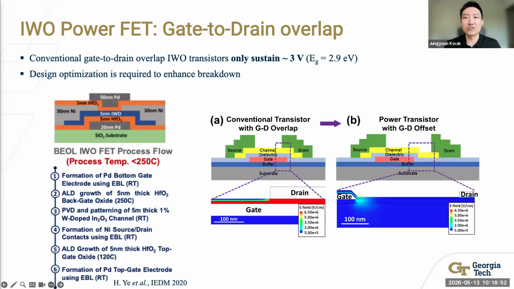A widely known solution for the back-end-of-line thermal budget is to use a transistor fabricated at low temperature, such as amorphous oxide semiconductor transistors. For example, the left side shows our back-end-of-line tungsten oxide transistor process flow. There are 6 steps, but all the steps use lower than 250 degrees Celsius, which means it satisfies the back-end-of-line compatible process.